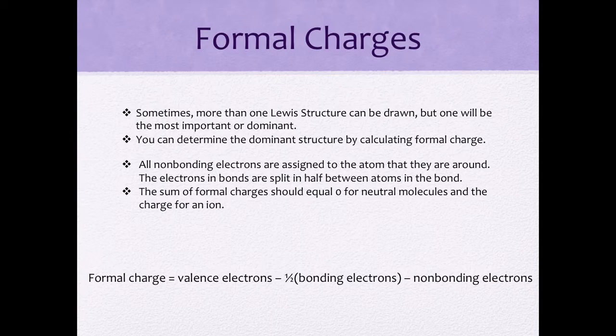And when you calculate the formal charge, the equation is on the bottom: all non-bonding electrons are assigned to the atom they are around, and then the electrons in bonds are split in half between the atoms that are in the bond. When you calculate this, the sum of the formal charges should equal 0 for neutral molecules, and it would equal the charge for an ion.